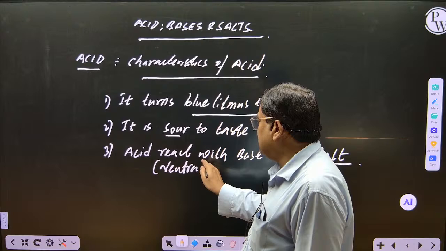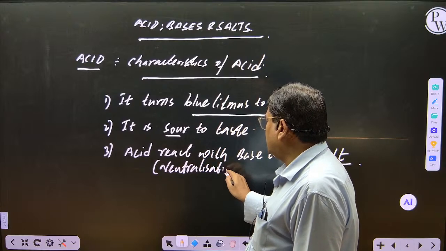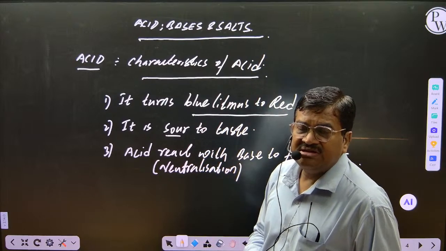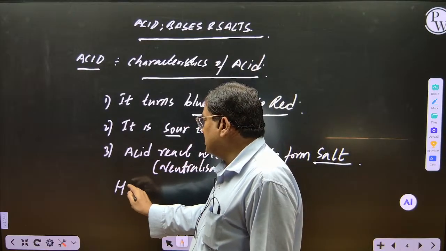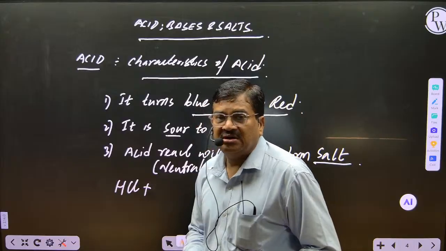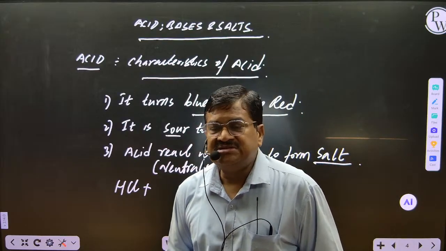We might have heard this in 10th standard, no? For this you take HCl. What is HCl, students? Hydrochloric acid. Now this HCl I am treating with caustic soda. What is caustic soda? NaOH.